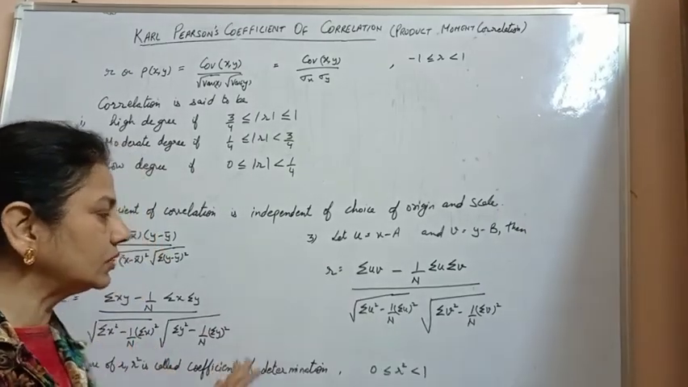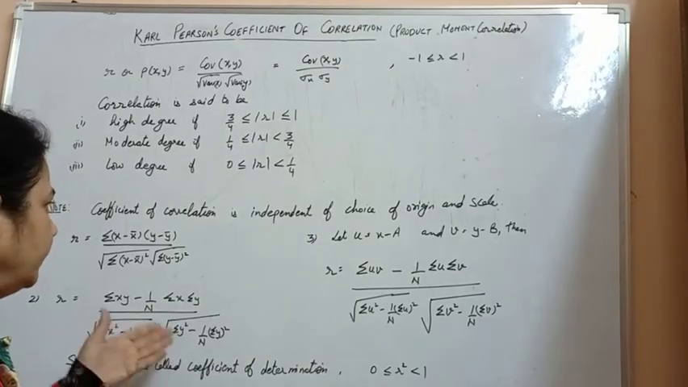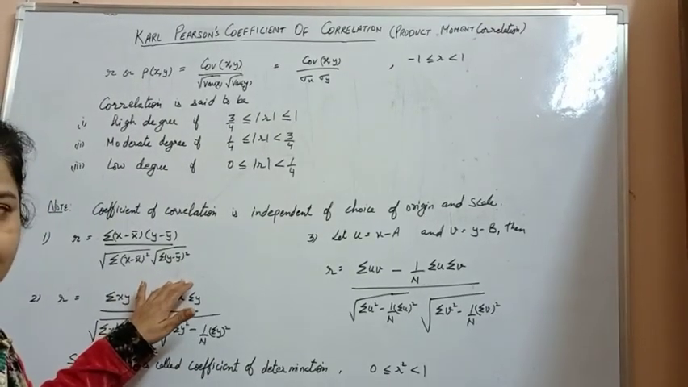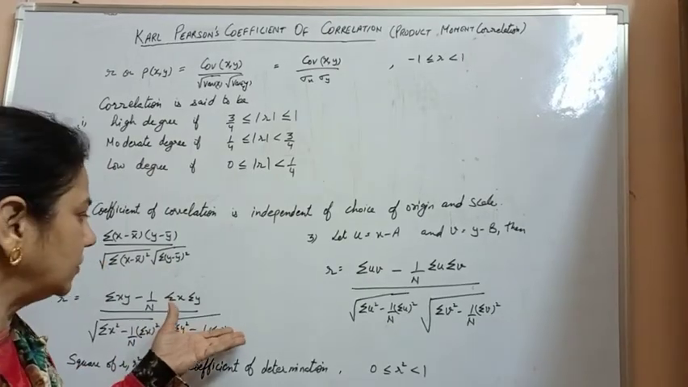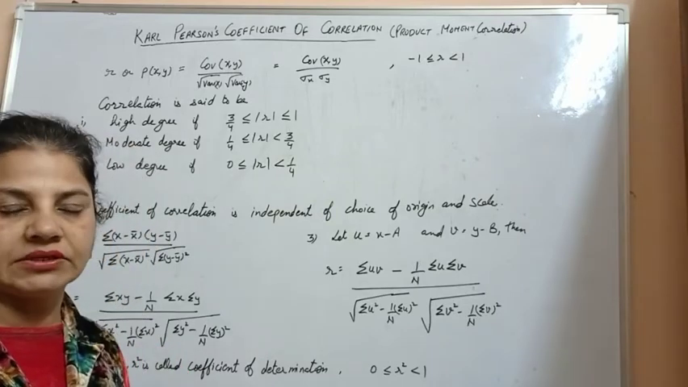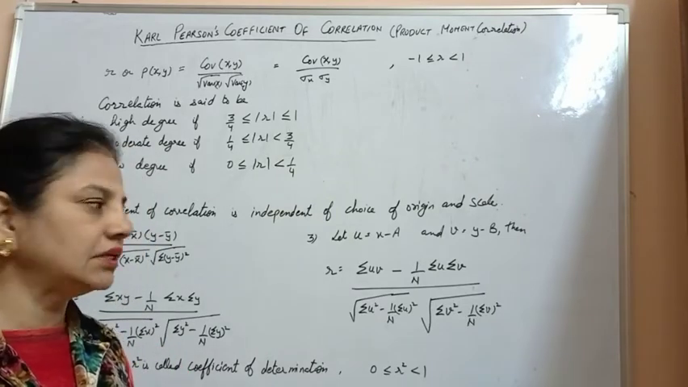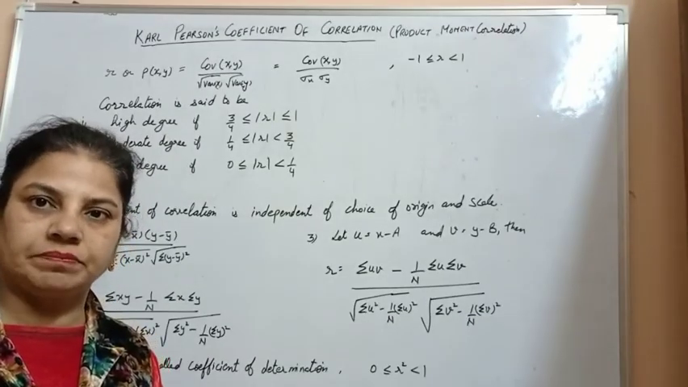Now, which of these formulas to use depends on the question. If we have small numbers for x and y, then we can use the first formula. If we have somewhat larger numbers, then we can use this formula. And for the step deviation method, to make the calculation easy, we can go with this method also. So let us proceed with the question part.